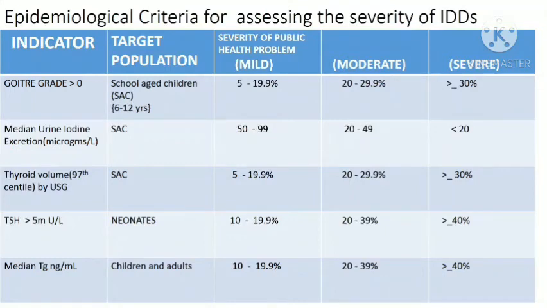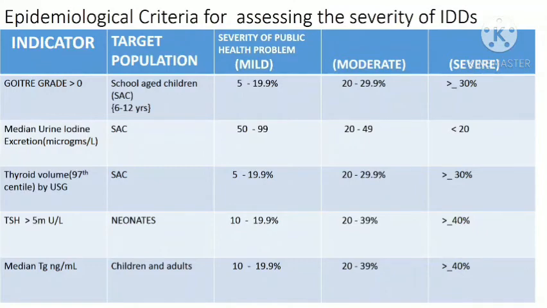Epidemiological criteria for assessing the severity of iodine deficiency disorders. In the table given below, you see we have the indicators. We have 5 indicators, a target population, and we assess the severity of the public health problem, which can be mild, moderate, or severe. The first indicator is the goiter grade, which must be greater than 0. The target population is school-age children between the age group of 6 to 12 years.